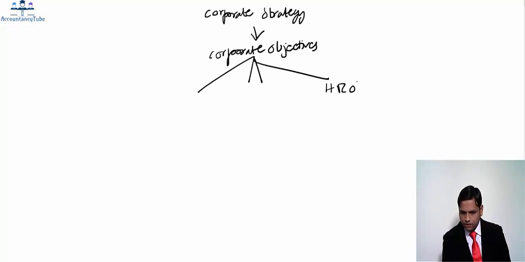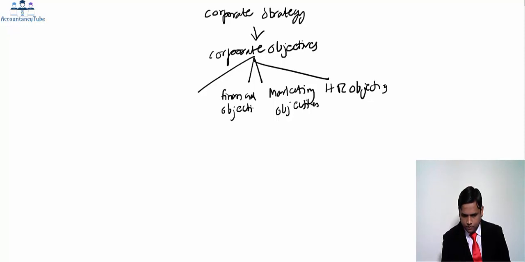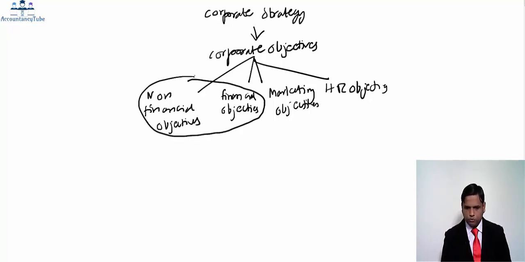For example, there are HR objectives. Then we have got marketing. Then we have got financial objectives. Then we have non-financial objectives. Now, the scope of FM covers these two, so we will be learning about these two from the notes.